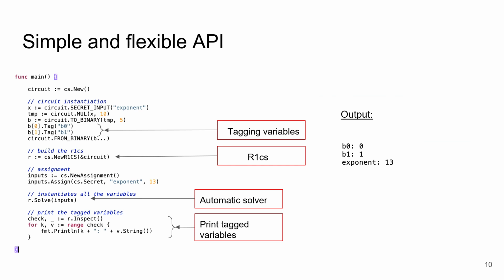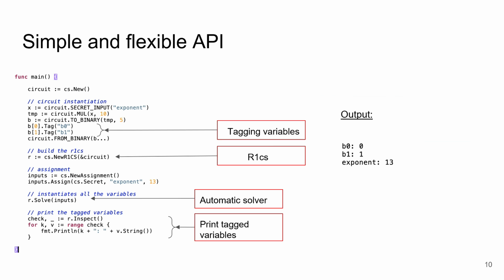Okay, so quick example. Again, it's a Go executable. Don't pay attention to the program itself. It's a silly program that doesn't do anything, really. In this case, like before, I create a circuit. I create the constraint system by calling the API. So here I create a secret input. I give it the name exponent. I multiply it by 10, why not?